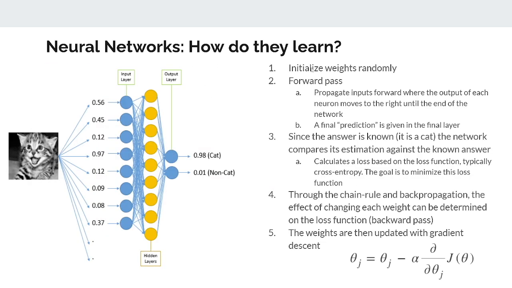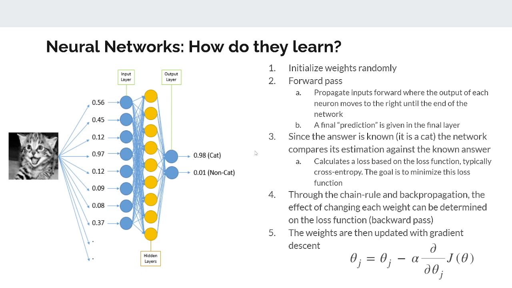So how do they learn? You first initialize weights randomly. You perform what's called the forward pass, which propagates input forwards, where the output of each neuron moves to the right in this figure until the end of the network, and a final prediction is given in the final layer.